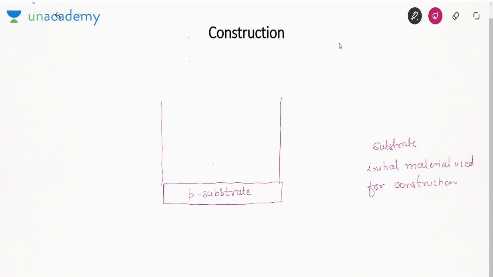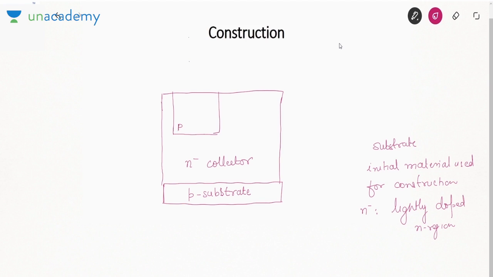Now what we do is, in some part of this substrate we do a doping in order to form N- collector. N- means, as I told you earlier also, lightly doped N region. Okay, so collector is lightly doped. Now we need to form base and emitter also. In order to form base, we keep a certain region in which the material is still p-type. That means this N- doping is done in the entire region except this small box. This small box in which my cursor is showing has been kept p-type.